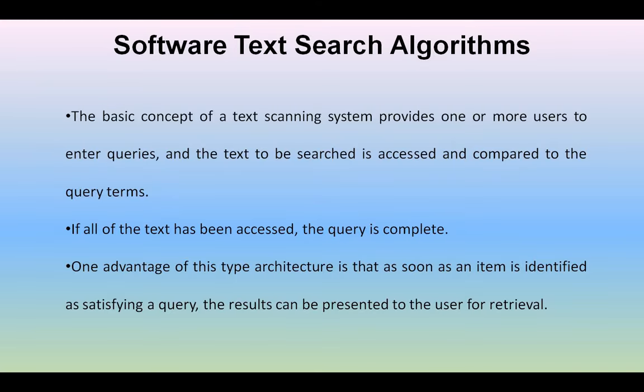The user enters a text for a particular thing, and whatever is tested can be searched and compared against many query items. If the search is completed, or the items are accessed by the query, then the query is completed and those items can be presented to the user for retrieval. As the result is sent to the user, this is the main motivation of the text scanning system. It will work like this.